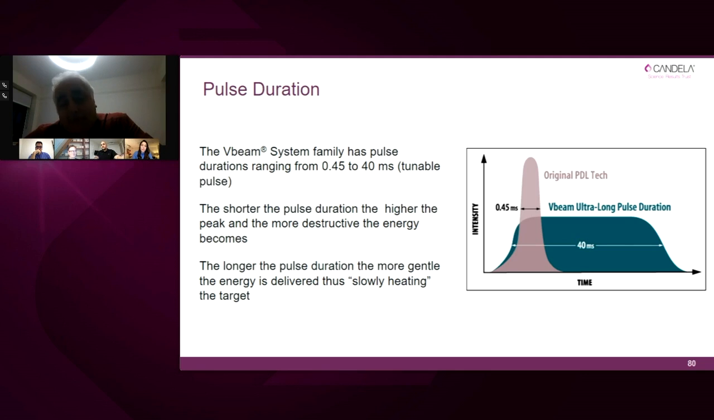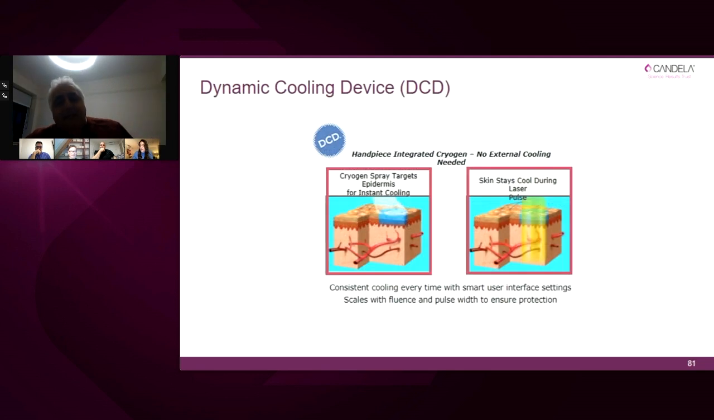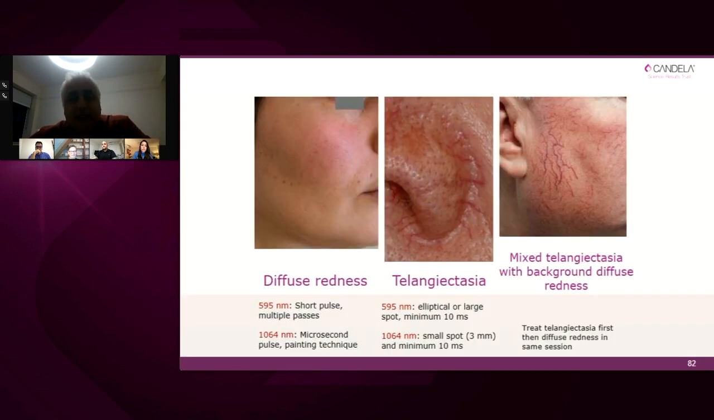And the V-beam Perfecta also gives us many different choices of pulse duration. So we have the shortest pulse duration, which is 0.45 milliseconds. We then have 1.5, 3, 6, 10, 20, and 40 milliseconds, which allows us to treat from fine vessels to larger vessels. The DCD, which is the dynamic cooling device, sprays and cools the surface of the skin, and therefore allows the light to get through, which means that the skin has been pre-cooled. Now, how do I approach it in terms of the differences in vessel diameter?